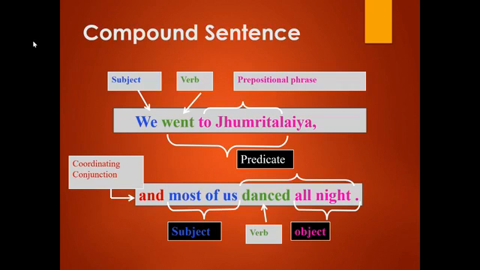See over here, we went to Jhumri Talaiya, right? We, the subject; went, the verb; to Jhumri Talaiya, a prepositional phrase. Don't bug your head with phrases. We will talk about phrases later on, right? And is a coordinating conjunction. It joins both sides. It combines the two parts, right? Most of us is the subject, danced is the verb, all night is the object. So that is how you form a compound sentence. I hope this is clear till this much. Is it clear? Yeah. Great.